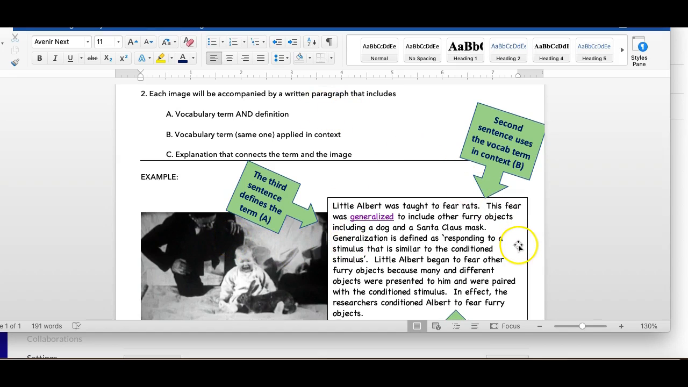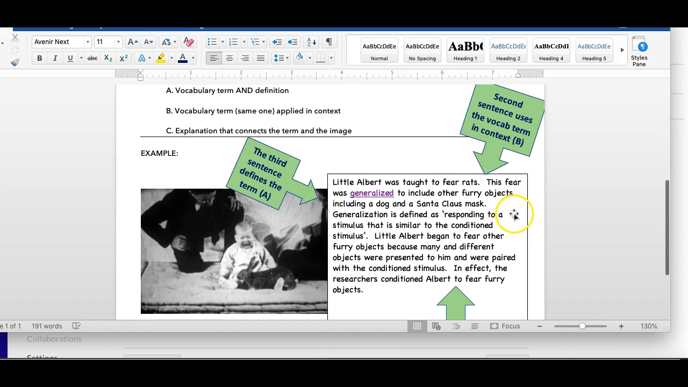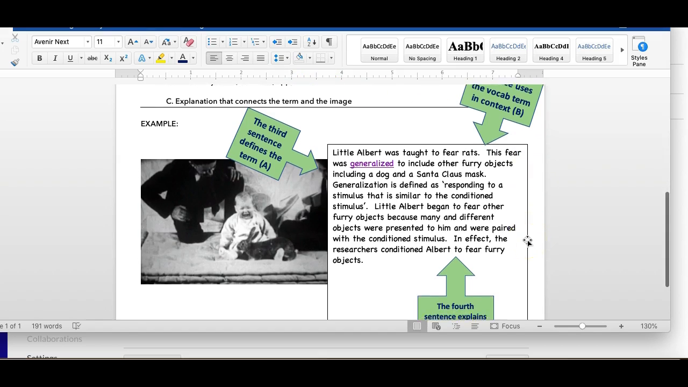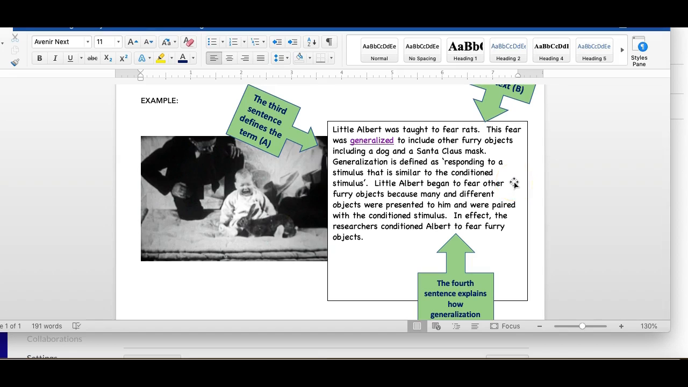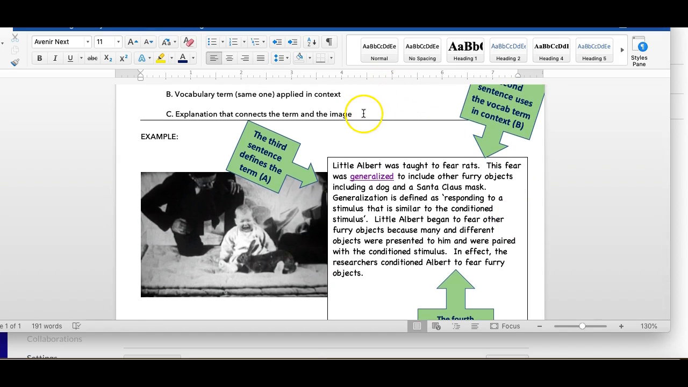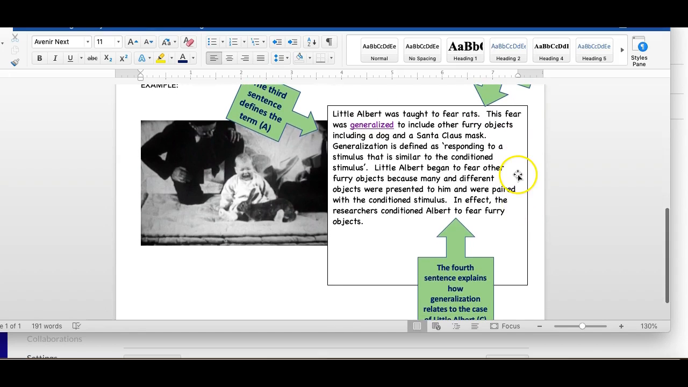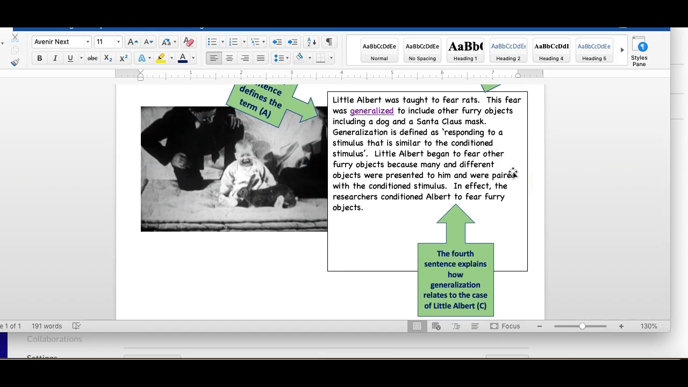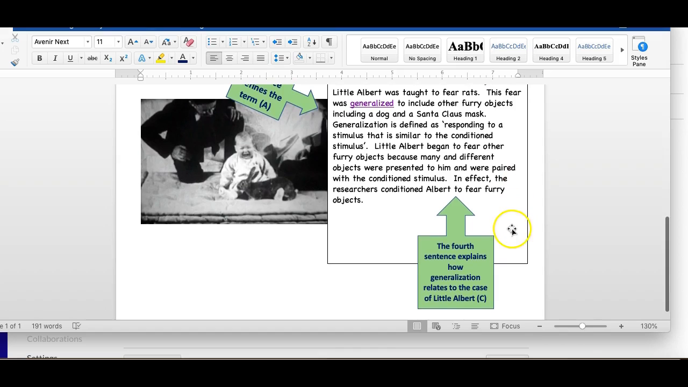Okay, A is going to be the next sentence. It says generalization is defined as responding to a stimulus that is similar to the conditioned stimulus. Okay, so that again hits A. And our fourth sentence is what is going to meet criteria C here. The explanation. It says little Albert began to fear other furry objects because many and different objects were presented to him and were paired with the conditioned stimulus. So once again, that fourth sentence explains how generalization relates to the case of little Albert and classical conditioning.